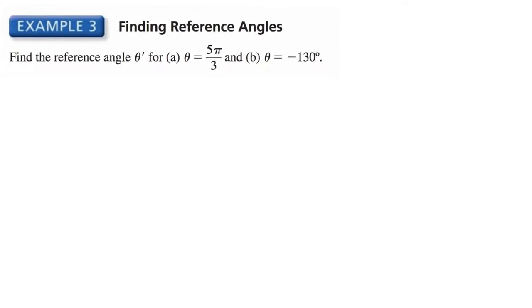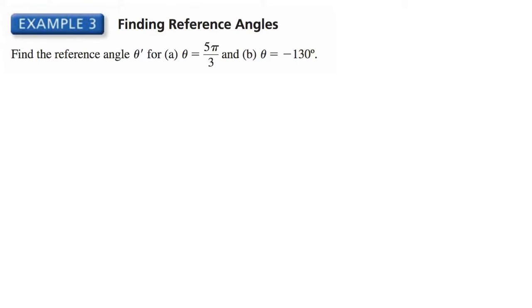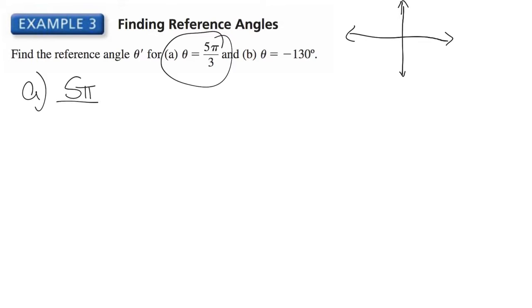Now, let's go ahead and find some reference angles. You should have a circle out, whether you drew it on a prior slide or what. It's just something to give you a visual to reference off of. So A, it says we've got 5 pi over 3, which is greater than pi, right?